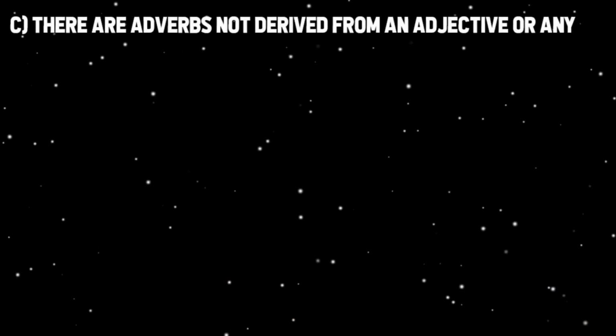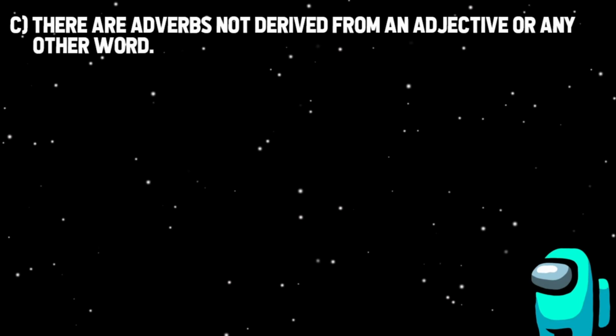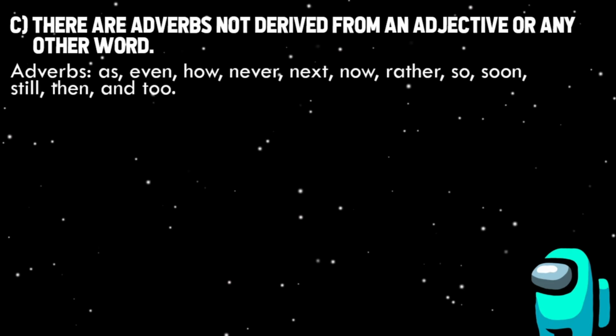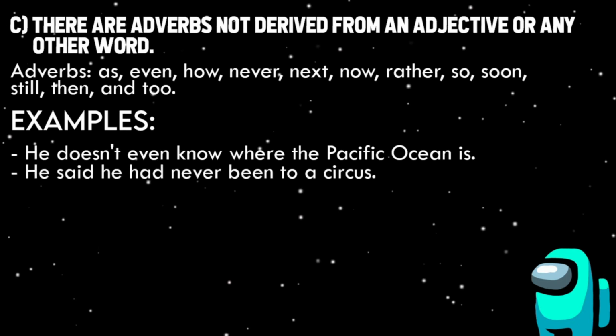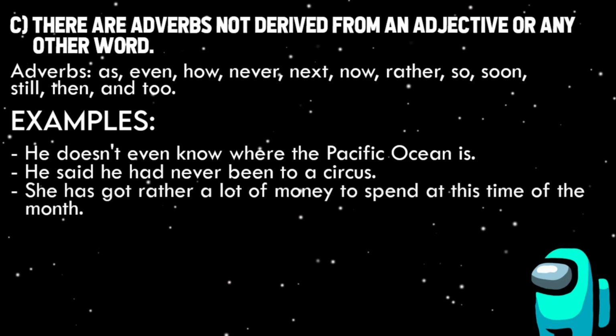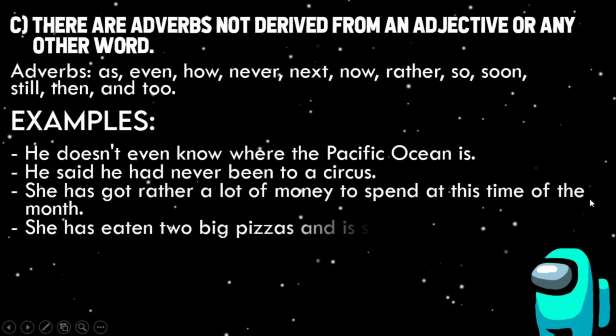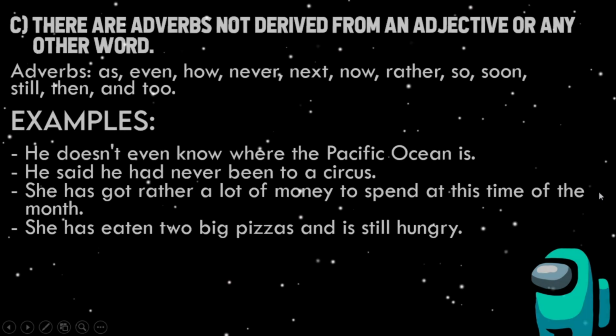C. There are adverbs not derived from an adjective or any other word, such as even, how, us, never, next, now, rather, so, soon, still, then, and to. Examples. Number 1. He doesn't even know where the Pacific Ocean is. 2. He said he had never been to a circus. 3. She has got rather a lot of money to spend at this time of the month. 4. She has eaten 2 big pizzas and is still hungry.